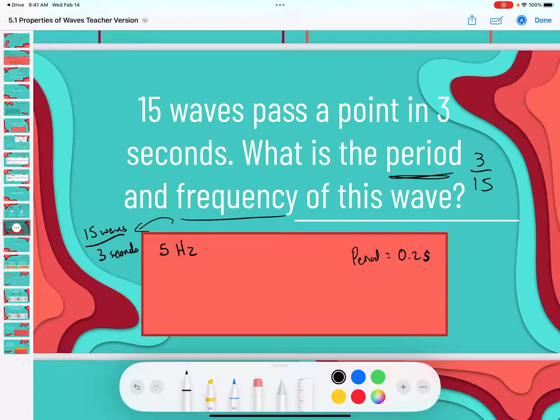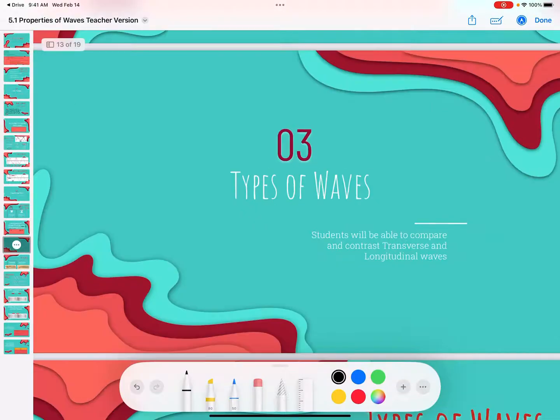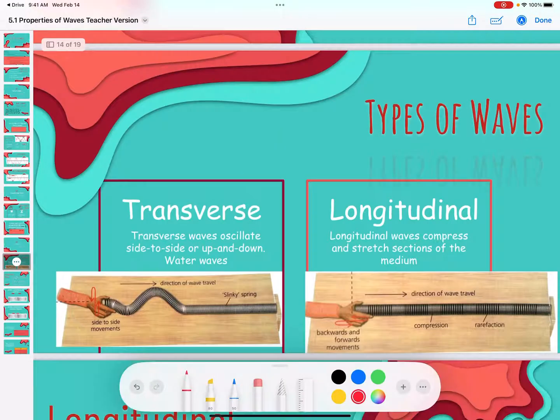Now, the third and final thing that I want you guys to get from this set of notes is that there are 2 different types of waves, and we're going to be looking at transverse waves and longitudinal waves. So you should be able to compare and contrast them. And they're very easy to compare and contrast because they're kind of obvious.